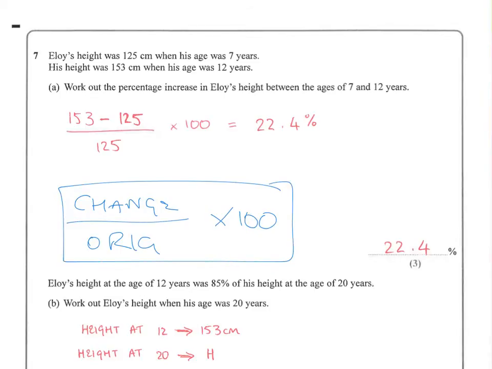The change in mine, well, he's gone from being 125 centimetres to 153, so he's grown 28 centimetres. His original height was 125 centimetres, so 28 divided by 125 times 100 leaves me with 22.4%.